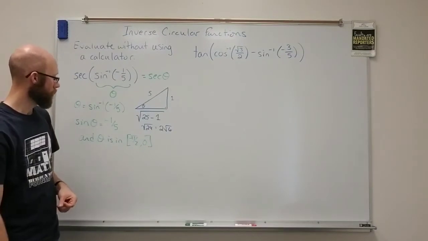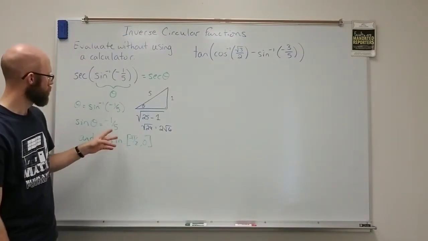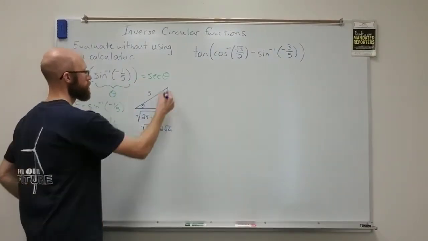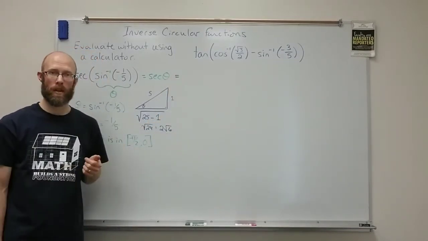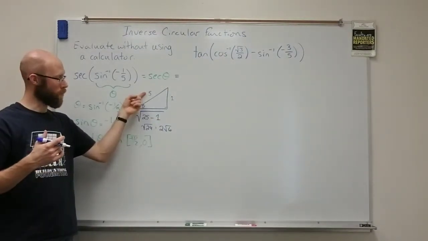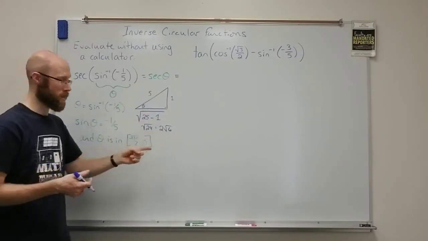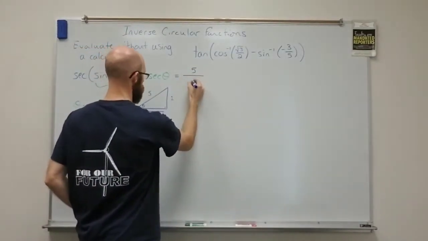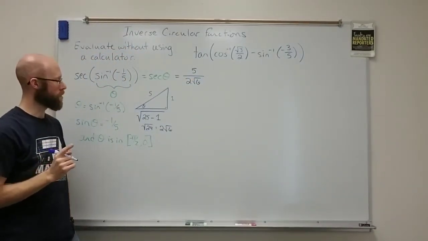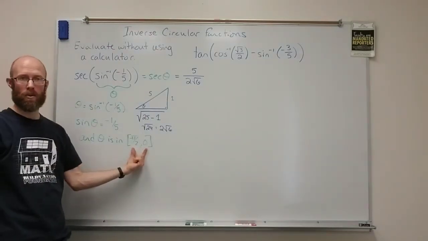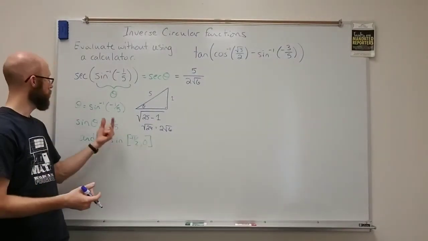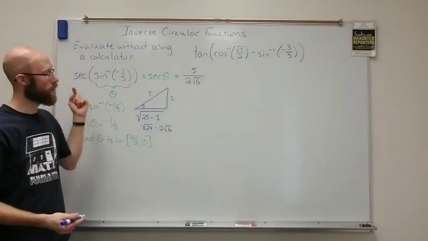All right, so we're looking for the secant of that angle. The secant of theta is the reciprocal of the cosine. The cosine is adjacent over hypotenuse, but we're looking for the reciprocal of that, so it's hypotenuse over adjacent. So this would be 5 over 2 root 6. However, I do have to factor in the fact that theta is in the fourth quadrant. If theta is in the fourth quadrant, both the cosine and the secant are negative, right?